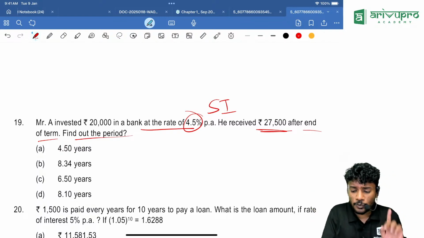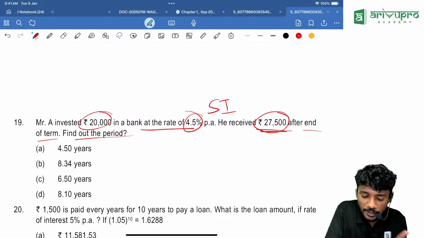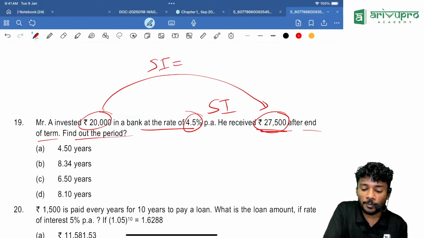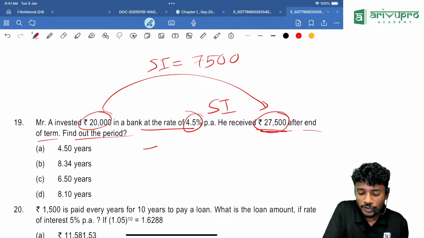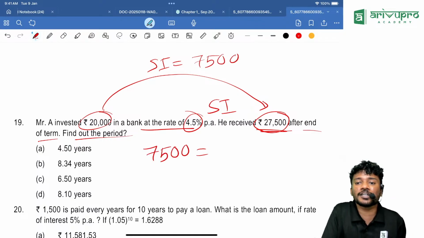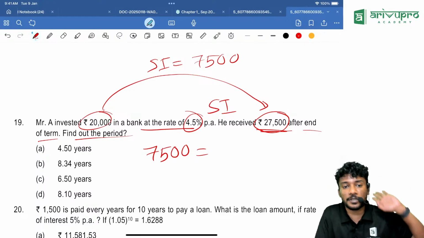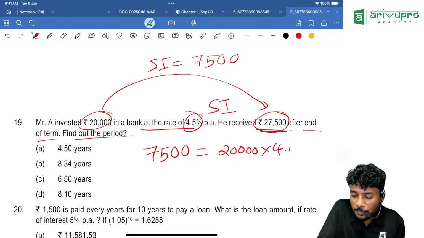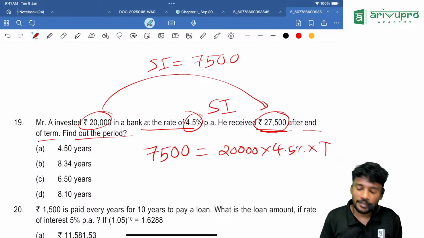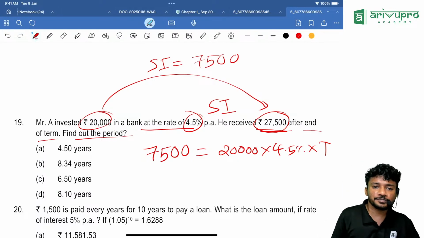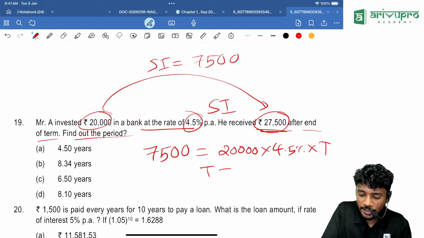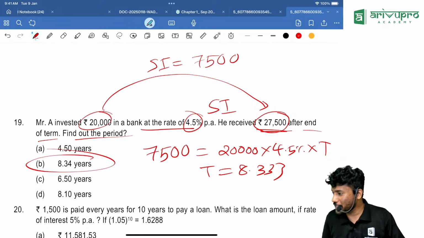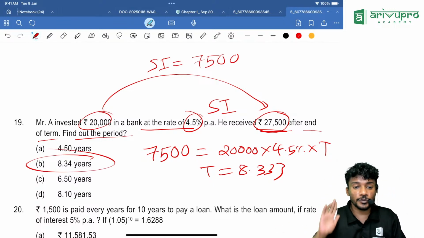Now, I will ask you, how much is the simple interest here? 20,000 is becoming 27,500. SI value is how much? 7,500. So 7,500 is equal to, what is the formula for simple interest? PTR percentage, right? So 20,000 into 4.5% into T. Find me the answer. How much is T? 8.33 something you got, approximately equal to option B. I think you understood this.